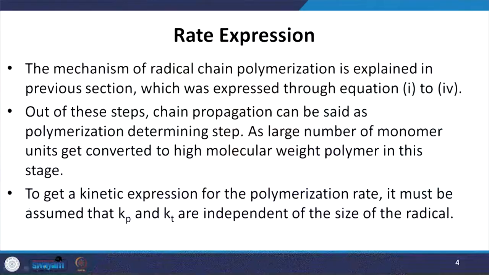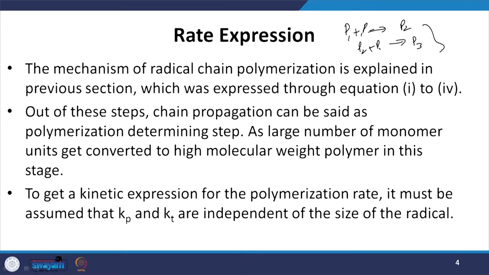Now, let us have a look at the rate expression. The mechanism of radical chain polymerization is usually explained in various sections which we discussed previously. And we have expressed several equations, if you recall equations 1 to 4, during the termination and propagation steps. Out of these steps, the chain propagation can be said to be the polymerization determining step, that is step number 2. A large number of monomer units get converted into high molecular weight polymer in this stage. If you recall, P1 plus P1 combine to form P2, then P2 plus P1 gives P3, and so on, so that the molecular weight grows sequentially.